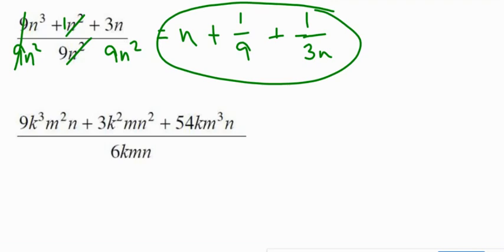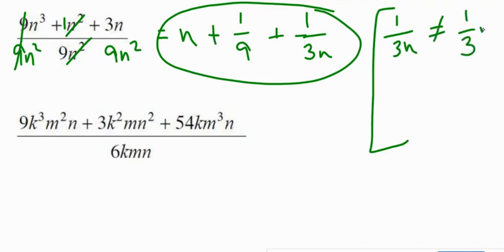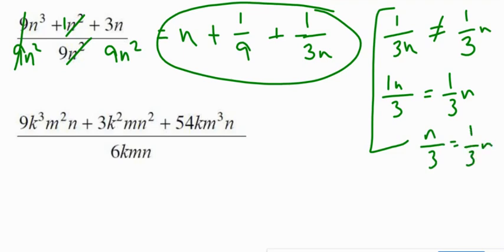One little sidebar comment here, just to make sure we're all in the same understanding. 1 over 3n is not the same as 1/3 n. If that letter is in the denominator, that stays in the denominator. If it happens to be in the numerator, like this, that's the same as 1/3 n. Or if I have n over 3, that's the same as 1/3 n. If any variable is in the denominator, it stays in the denominator. You can't put it up to the side. So that's actually a really important point. I apologize it took me this long to say it.